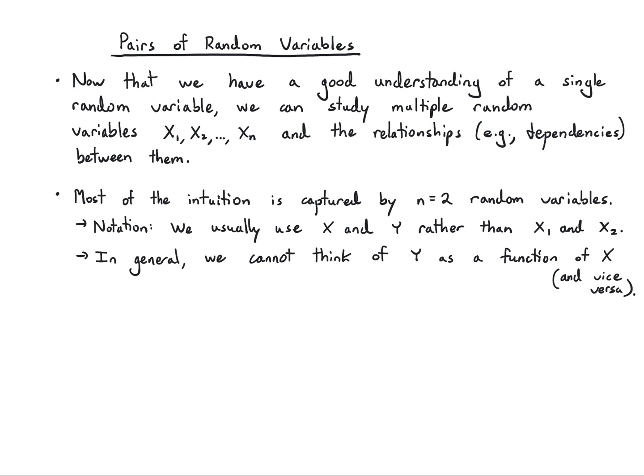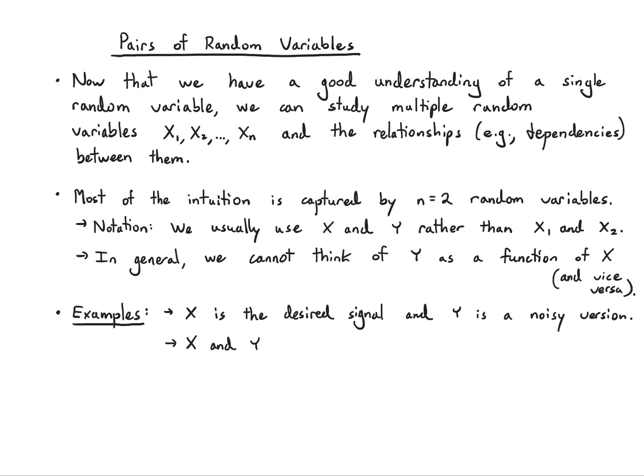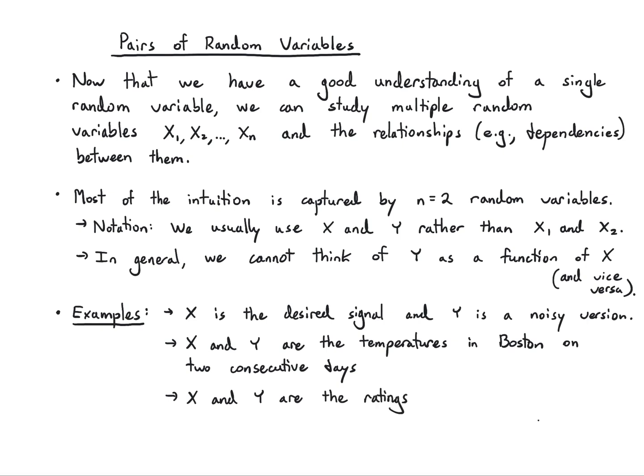Okay, so let's give some examples. So as an example, let's say that X is the desired signal and Y is a noisy version of that signal. And maybe X and Y are the temperatures in Boston on 2 consecutive days. Okay, so this kind of captures the point. If I know the temperature on one day, I do not have a function that I can plug into and get the exact temperature on the next day. There's still some randomness, right? It's still quite complicated. And maybe X and Y could be the ratings of a movie by two friends. So maybe they agree on a lot of things, but they have some points of disagreement. Okay, so there are lots of scenarios we can think of where it's useful to have two objects for modeling randomness.